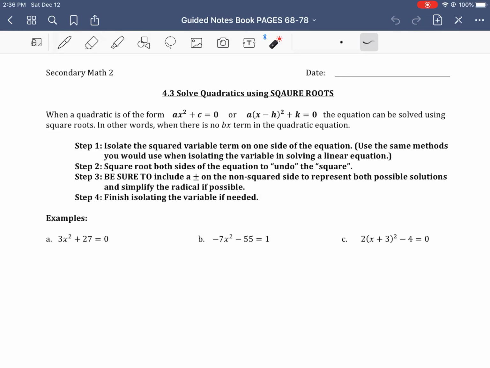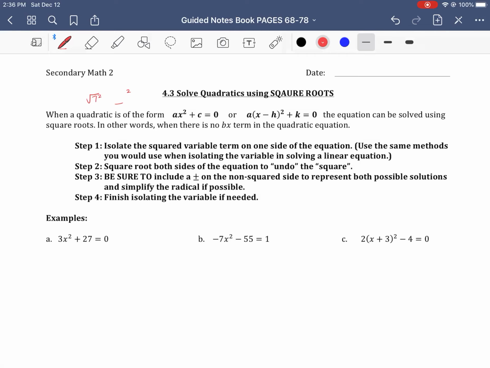Okay, now that we've covered square roots in and out and we're super comfortable using them, we're going to talk about how we use square roots to solve quadratic equations. Now, remember that a square root is the inverse of a number being squared.